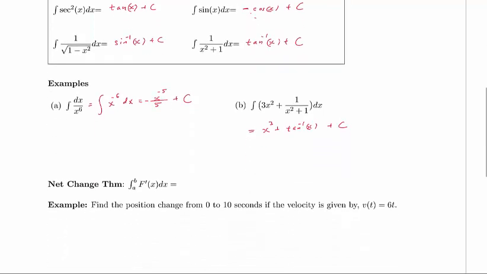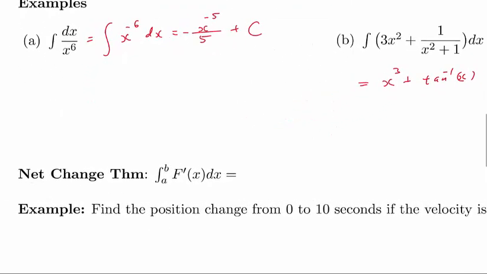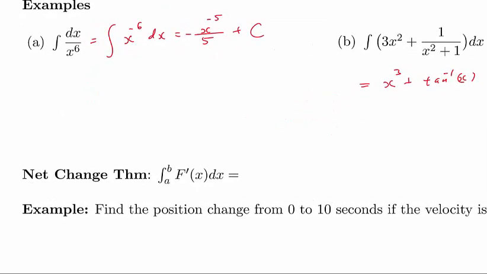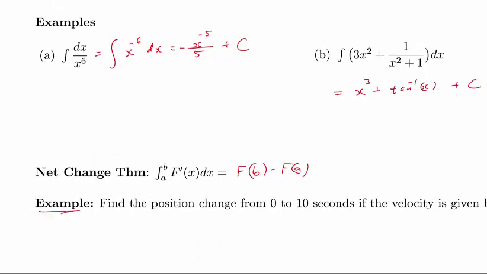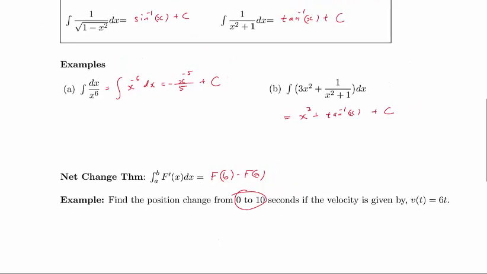All right, so we're going to follow this up with the net change theorem. After examining this a little bit, it should be kind of just an obvious one. But if we're taking the antiderivative of something that's a derivative here, well, then we just take the antiderivative f of b minus f of a. Nice and simple. So we're going to find the position change for an example here. Find the position change from 0 to 10 seconds if the velocity is given by this function right here.